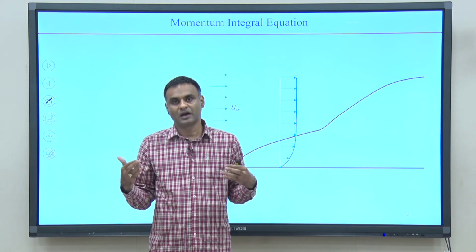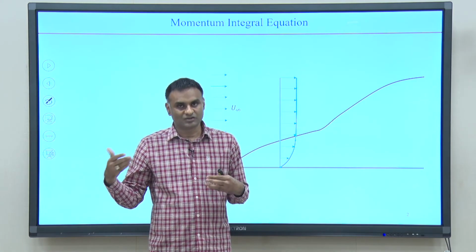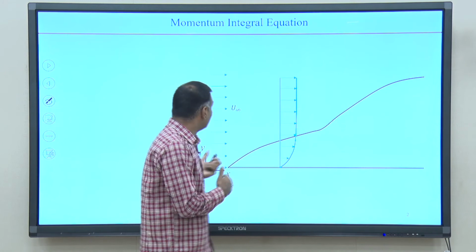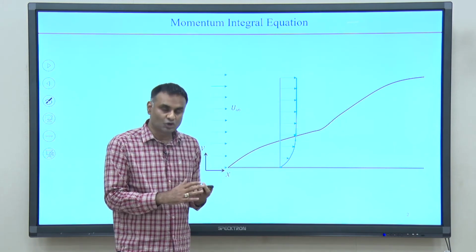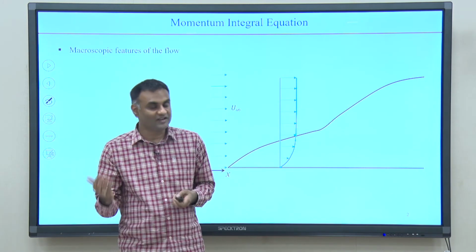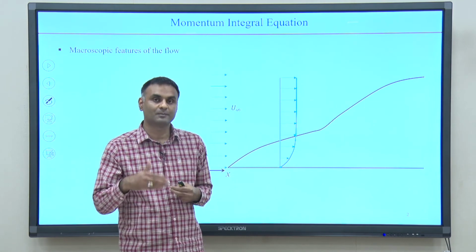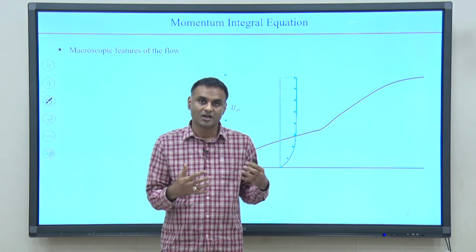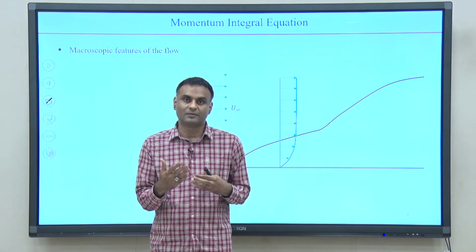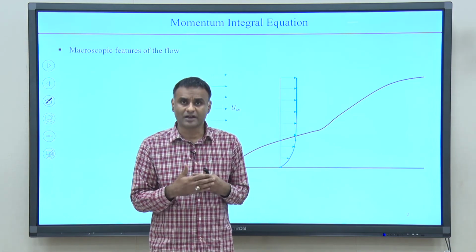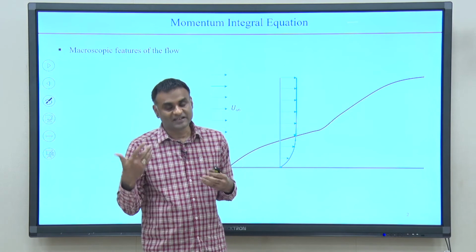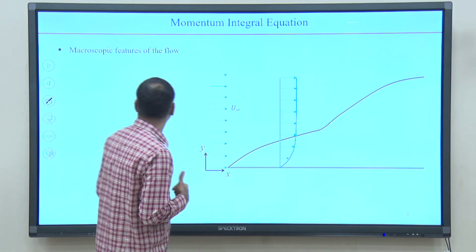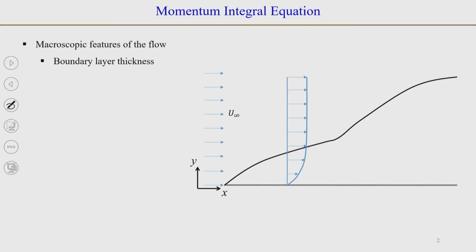So, we will not do that in this course, but what we will do is the macroscopic balance, and that of course will give us macroscopic properties. For example, when we solve this equation, we will be able to find out the thickness of the boundary layer and the shear stress. Okay. So, we can find the macroscopic features, for example, boundary layer thickness and shear stress or skin friction coefficient.